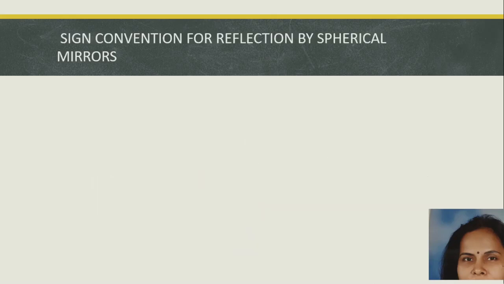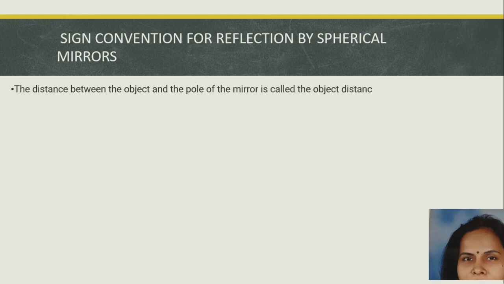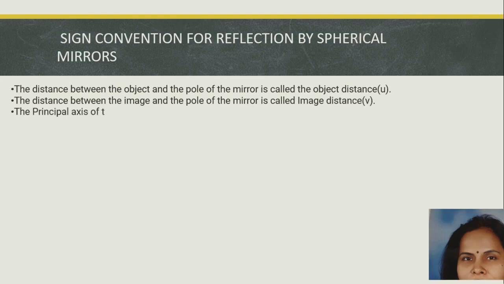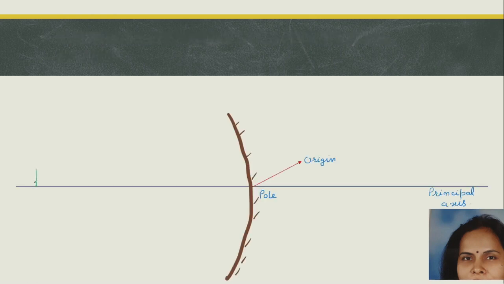So before moving on further, let's write down these few things to avoid confusion. The distance between the object and the pole of the mirror is called the object distance, which is represented by u. Similarly, the distance between the image and the pole of the mirror is called image distance, which is represented by v, and the principal axis of the mirror is taken as the x-axis and the pole of the mirror is taken as the origin, right? So the first rule says that the object should always be placed on the left side of the mirror, right? So this is the left side of the mirror. That means the direction of the incident ray which is coming from the object is always from left to right, right? So this is the direction of the incident ray.